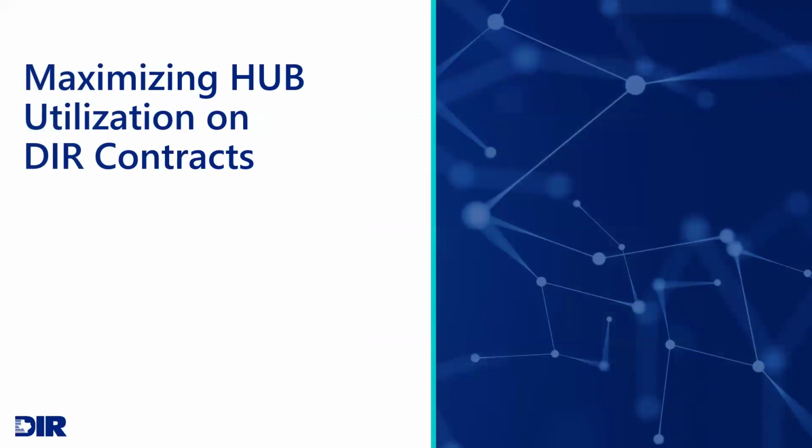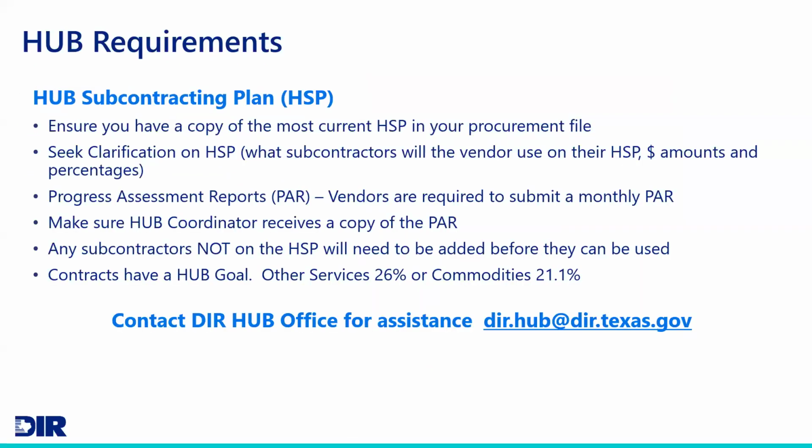There are HUB opportunities available through DIR's contracts as well. So remember to have the most recent copy of the most current HUB form in your procurement file. Remember, vendors can update those at any point during the term of their agreement, so they can add or remove resellers or subcontractors. For state agencies and higher ed, make sure you get your HUB coordinators involved early, because that HUB coordinator needs to seek clarification on what subcontractors the vendor might use and then verify any dollar amounts or percentages. Vendors should be submitting a progress assessment report to you on a monthly basis.